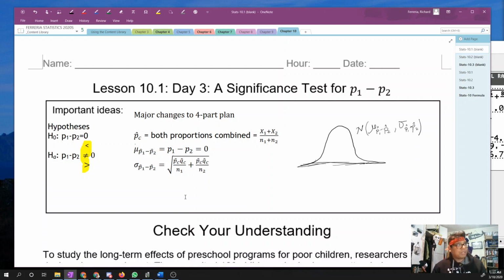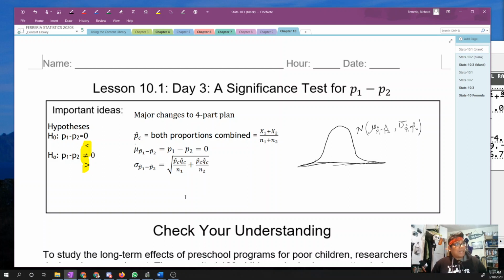Our hypotheses have P1 minus P2. Our alternative hypothesis is still P1 minus P2, greater than, less than, or not equal to. You pick the one that best fits the problem. And then the huge change for us is this pooled proportion business, which affects our standard deviation. The shape is still a normal curve. We still check randomness, 10%, and large counts.